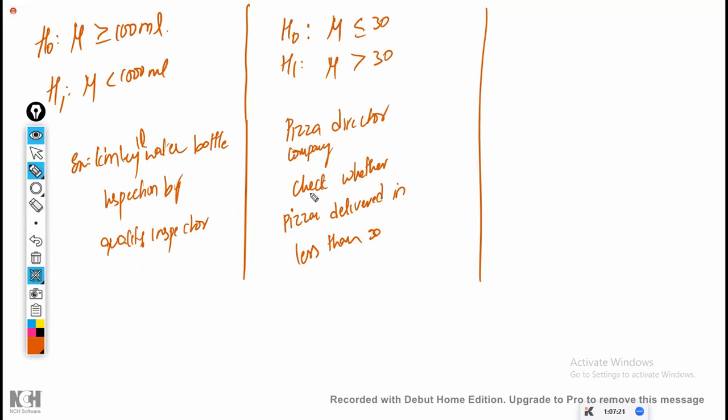The pizza company director checks whether the pizza is delivered in less than 30 minutes or not. Are pizzas getting delivered in 30 minutes or not? In this case, this is the null and alternate hypothesis. So this example is called a left tail test. This is called left tail. This is called right tail.